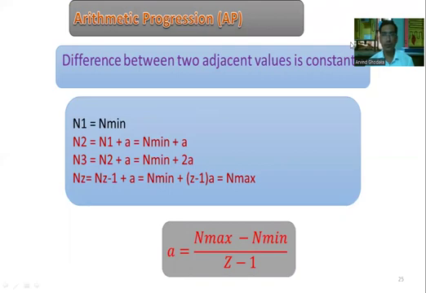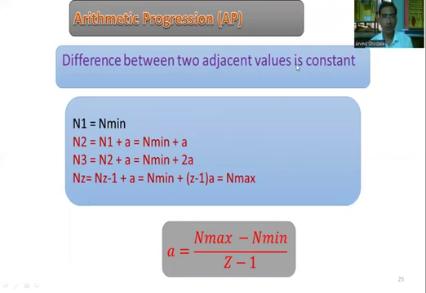What is meant by arithmetic progression? Arithmetic progression is where the difference between two adjacent values is constant, that is, the difference between two adjacent speed values. If it is constant, then such a law of progression is called an arithmetic progression. Let n1 be n minimum. Similarly, n2 is n1 plus a, where a is the common difference of the arithmetic progression, calculated as n max minus n min upon z minus 1, where z is the total number of speed steps, n max is the maximum spindle speed, and n min is the minimum spindle speed.